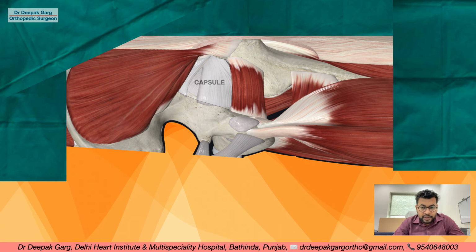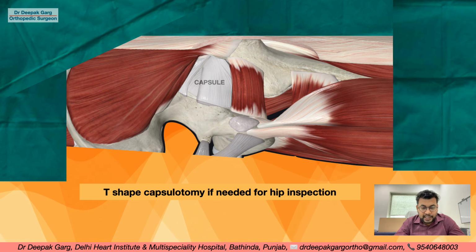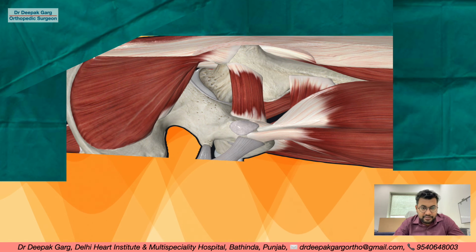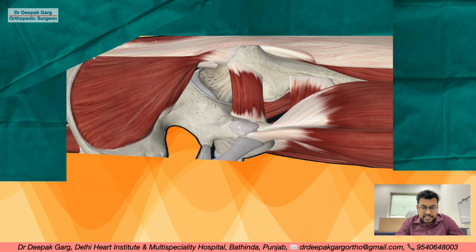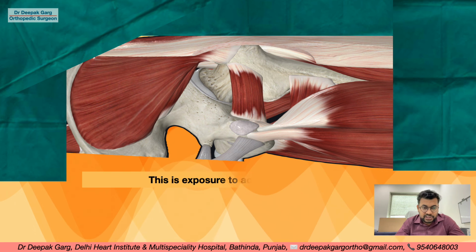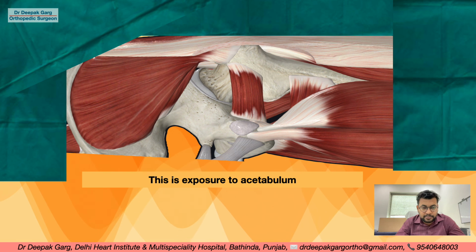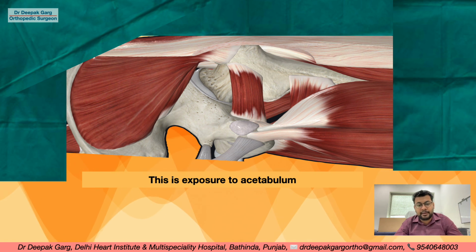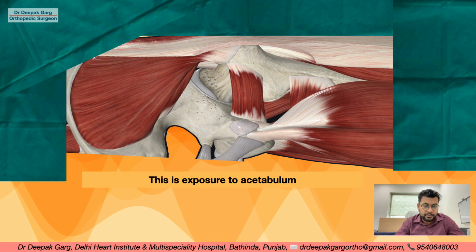If we need to cut the hip capsule, we can do a T-shaped capsulotomy, and if we want to inspect the hip, we can expose the hip joint. Otherwise, we can just identify our fracture site here, and we can do the fixation as required. So this is an exposure to the acetabulum. So this was about the posterior approach or the Kocher-Langenbeck approach to the acetabulum.